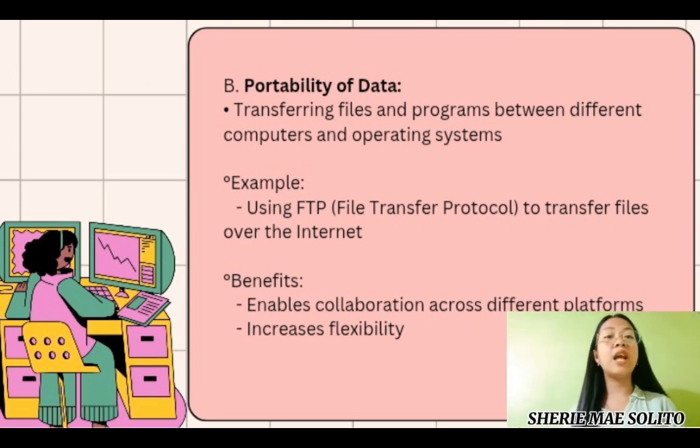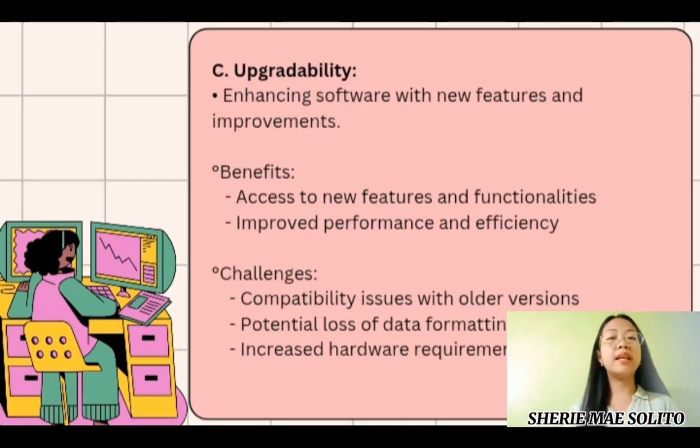Second is cloud storage services like Google Drive, Dropbox, or OneDrive, which allow files to be accessed and shared across different devices and platforms. Third is portable document format like PDF, which allows files to be shared and viewed across different devices and platforms. Last but not the least is upgradability.